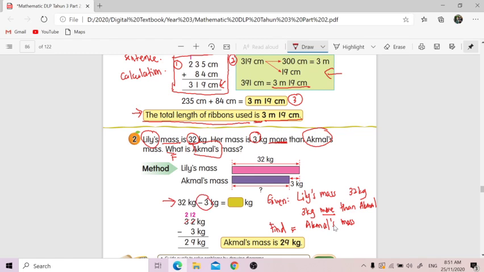Yang ni adalah Lily. So nampak gambar ni, dia boleh lukis gambar. Lily berat dia 32. Dia kata Lily ni lebih 3 kilogram. This is the one that is more. So kita nak dapatkan Akmal. Akmal ni je lah. So how do we take that? 32 kita buang yang ni. Kita akan dapat berat Akmal. Okay, so that's the question. So that's the solution, to subtract 3 kilogram from Lily's mass. Okay.